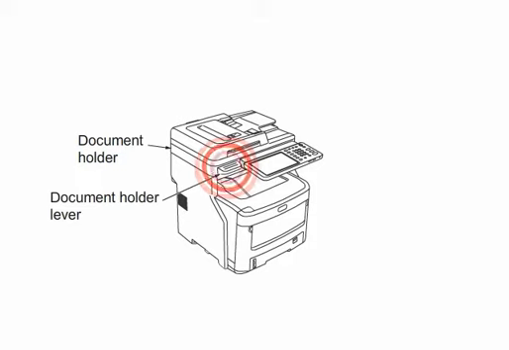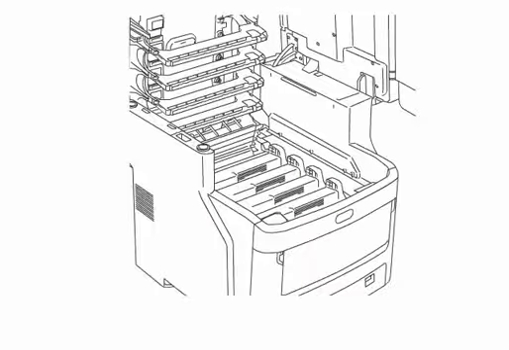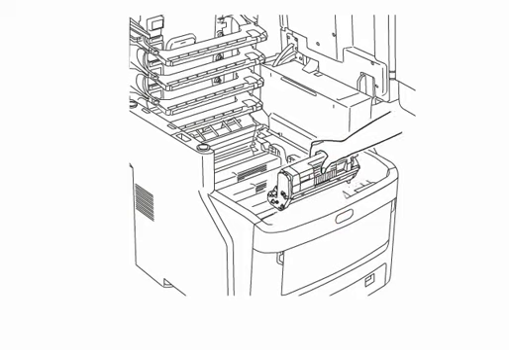Hold the document holder lever and lift the document holder. Press the top cover open button to open the top cover. The fuser unit can be extremely hot. Do not touch it. Identify the old image drum cartridge by its label color. Remove the old image drum cartridge with the toner cartridge attached.